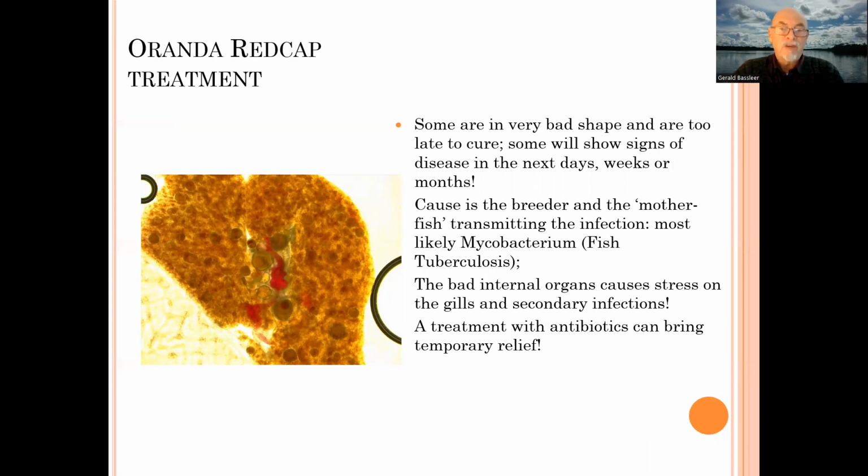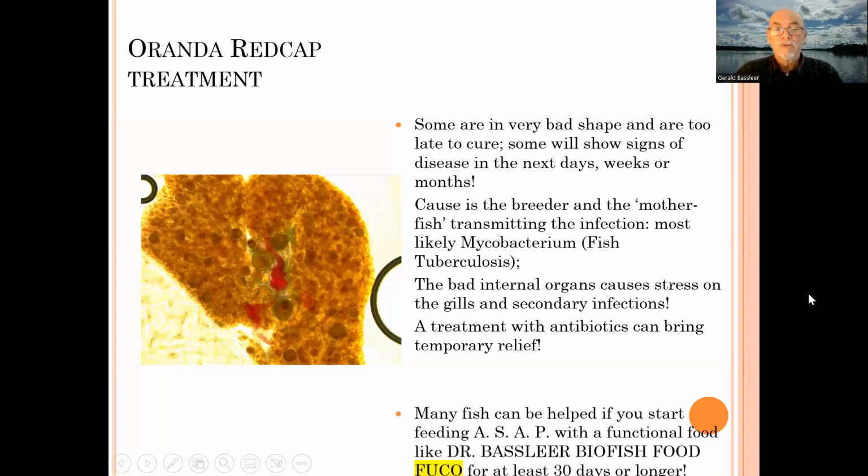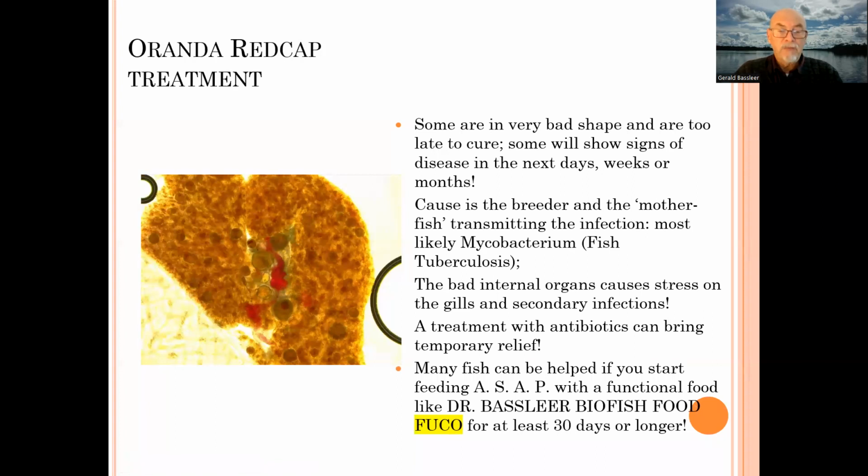Treatment with antibiotics can bring temporary relief. Some people have good luck with high dosages of oxytetracycline, but still, those tubercles here cannot be handled by an antibiotic because nothing can penetrate the tubercles. The tubercles are there. It's too late to treat for those fish. You can bring some relief by feeding a functional fish food, like our Dr. BASSLEER BIOFISH FOOD FUCO, for at least 30 days or more. That helps in the control of this kind of infections, for strengthening the fish and helping to fight off the disease.